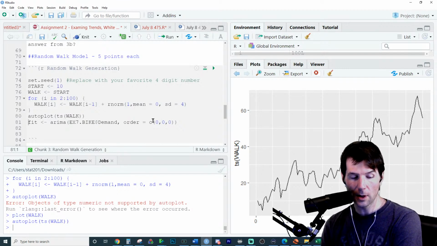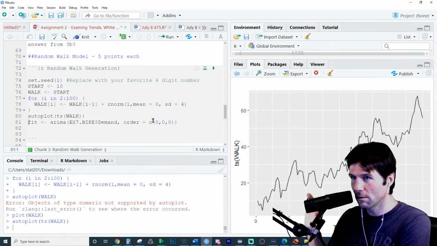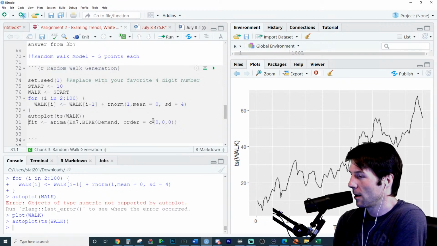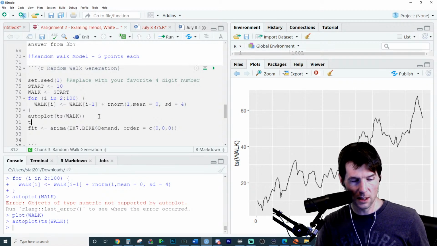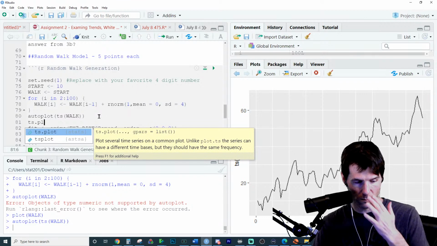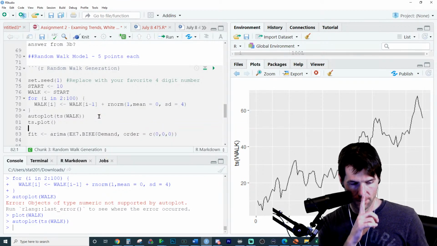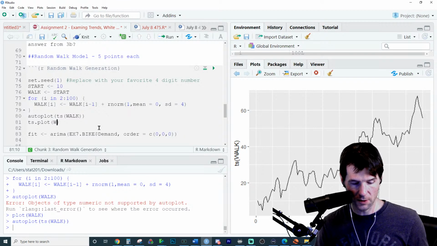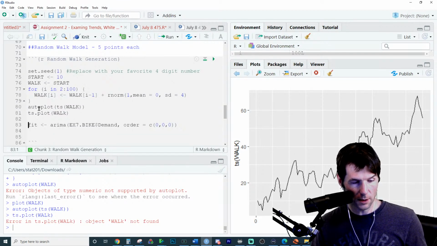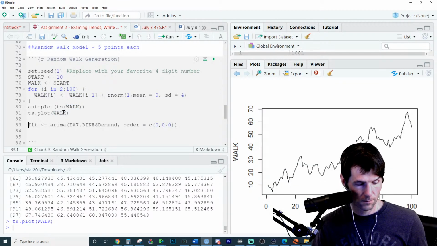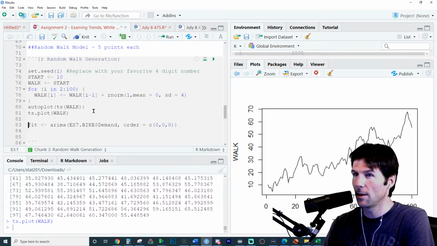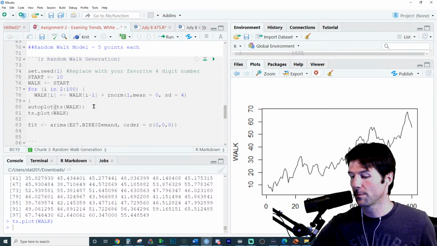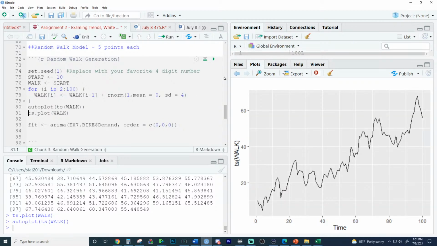When we talk about fitting, I'm not going to do your exact question, so don't use the data I'm using down here. Brian asks about the difference between ts.plot and autoplot. I think there are small differences. A lot of people use ts.plot, which is base R. I wonder if ts.plot will take it. I don't use ts.plot a lot. Object walk not found. Well, it did it. But I do like autoplot better.